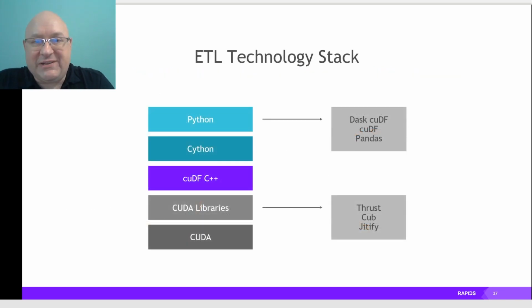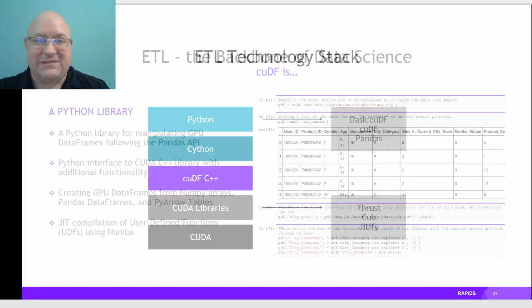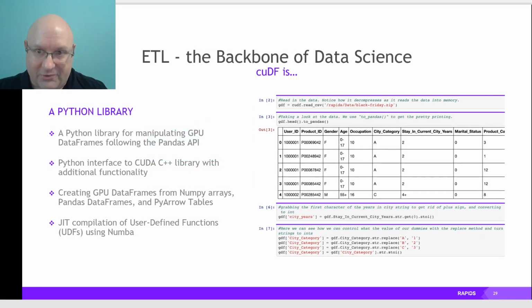So here is our stack. CUDA is at the bottom. CUDA libraries sit on top of the CUDA language. We've got a set of core primitives in C++ connecting down to the CUDA libraries. That's wrapped with Python, and then the user sees a Python package at the end. So this is kind of a common pattern. We're going to rinse and repeat this several times as I go through the RAPIDS components. But at the end of the day, cuDF is a Python library.